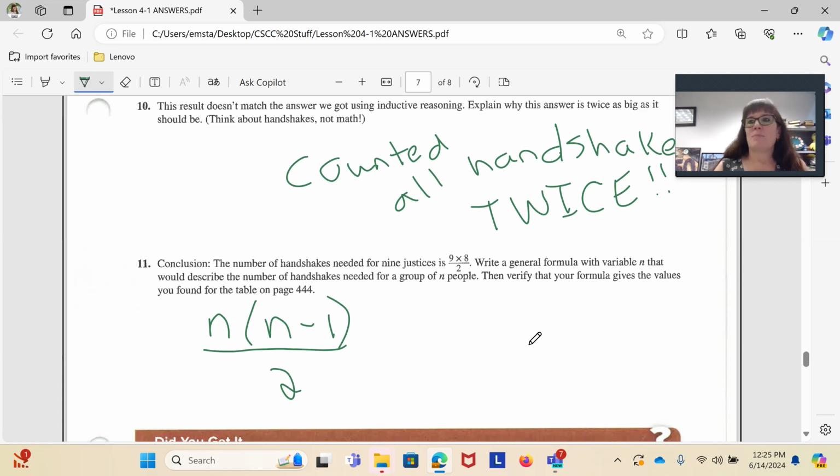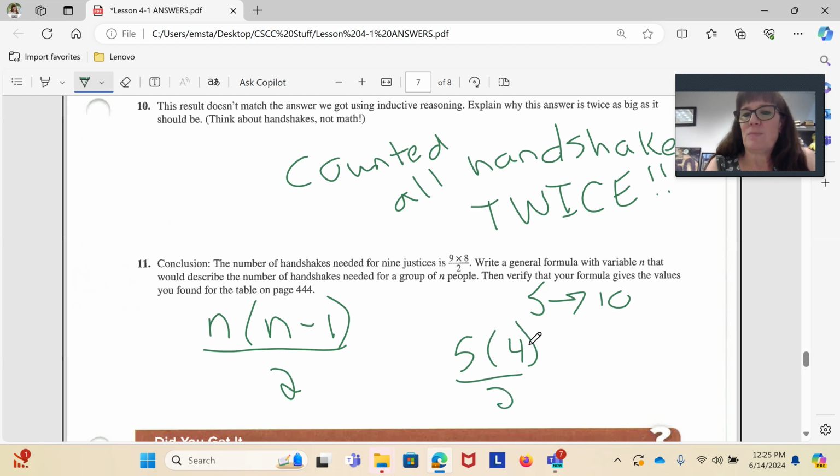And if we look back at one of our tables, from page 444, let's verify one of those. Let's do it for 5 people. I know from the table that 5 people should have 10 handshakes. Let's see if the formula works. 5 times, what's 5 minus 1? 4, divided by 2. 5 times 4 is 20, divided by 2, which gives me 10. That makes me excited. I got the right answer. I'm pretty confident that my formula is correct.